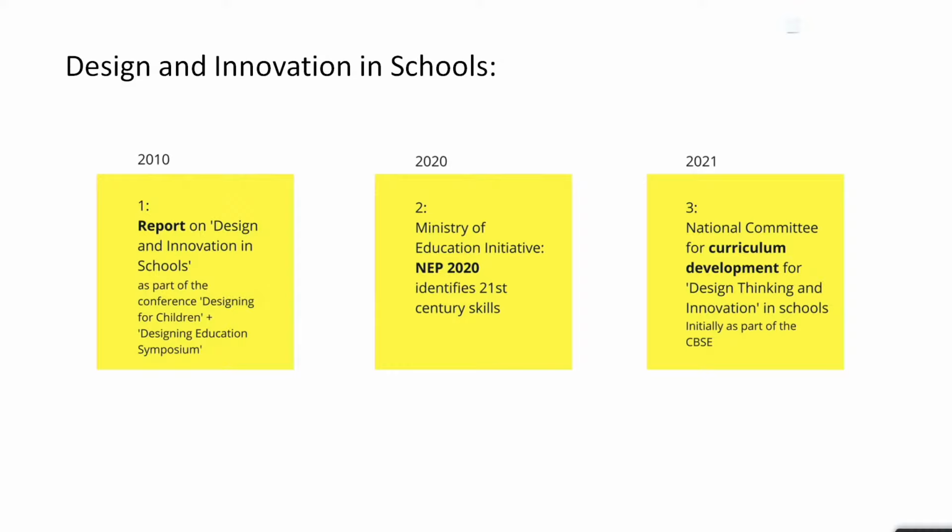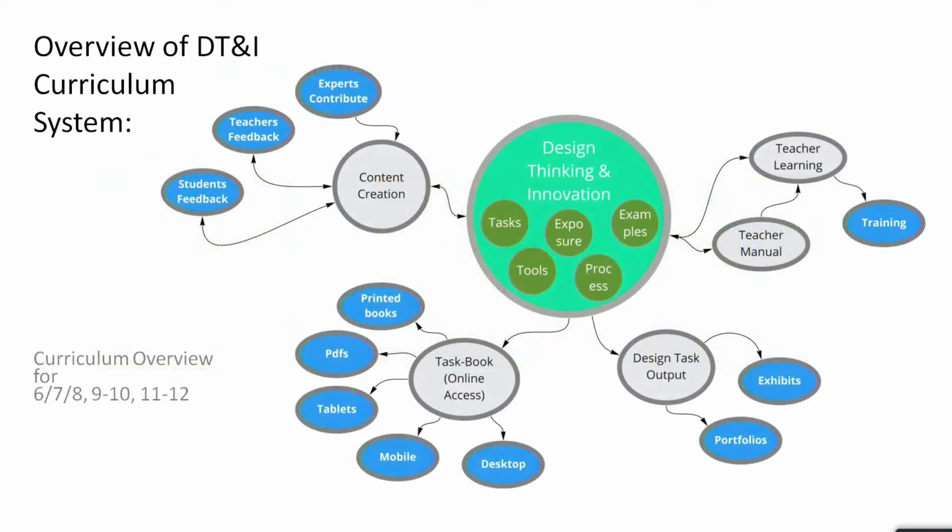So 6th, 7th, 8th, it's an exposure program. It's about 18 hours during 6th, 7th, 8th. Either in 6th or 7th or 8th, the students can try out this course. If they have enough interest in this, then they continue it in 9th, 10th, 11th, and 12th, where it becomes almost 160 hours. So this is the rough background.